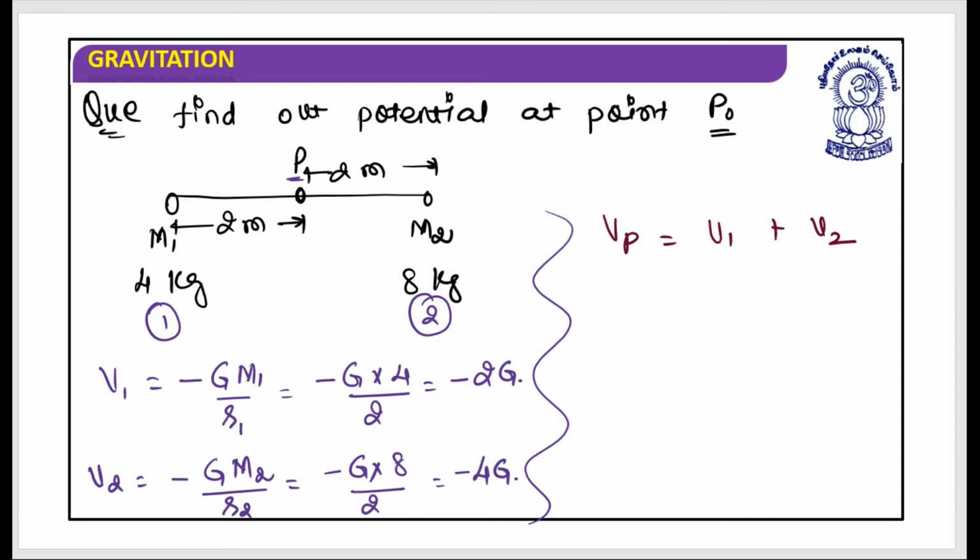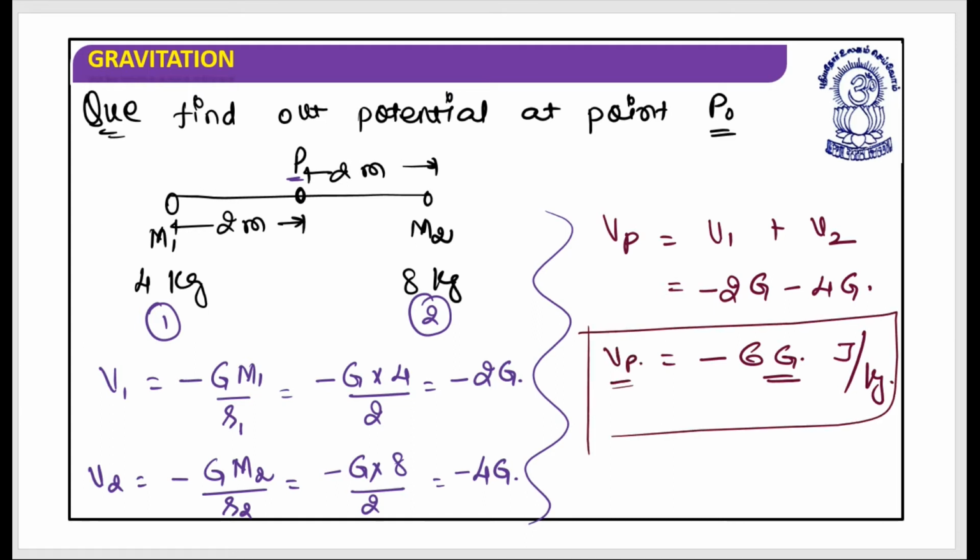VP is equal to V1 plus V2. This is equal to minus of 2G plus minus of 4G. This will make it minus of 6G. For us, it's joule per kg. This is the potential at point P. I hope this is clear. Is it clear? Are you sure? Great.